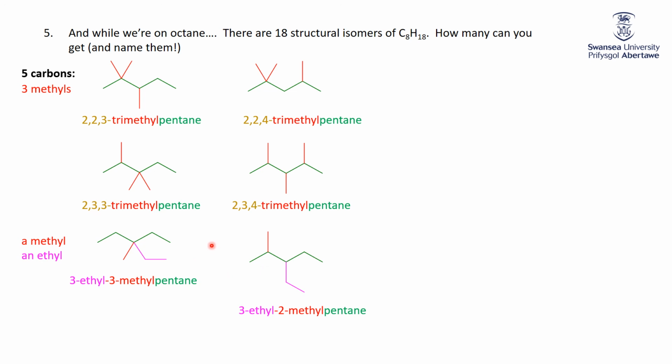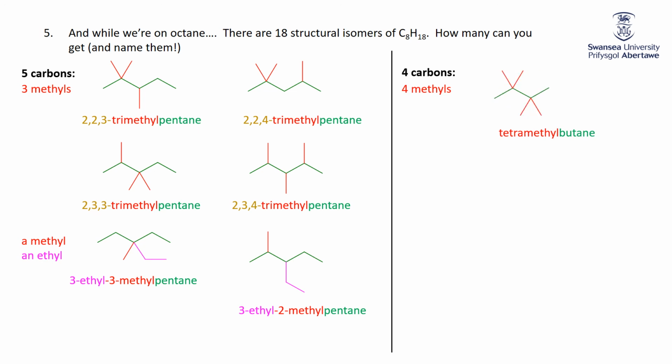So that's 6. We need one more that must come from a 4-carbon chain. So 4 carbons means 4 left over. Try that as 4 methyls. Well, the only places those 4 methyls can go are the 2 on the second and 2 on the third to give us 2,2,3,3-tetramethyl butane.